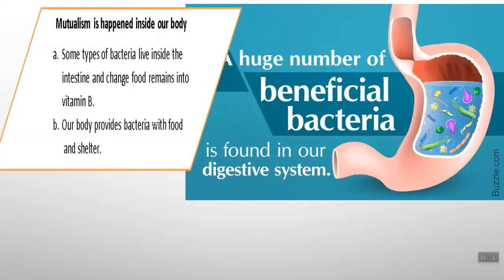Number two, here we have another example. Here it is inside our body. We have also mutualism between the useful bacteria and our body. The useful bacteria inside our body change food remains into vitamin B. And our body provides the bacteria with food and shelter. So both of them get benefit. So the relationship between the useful bacteria and our bodies is the mutualism relationship.